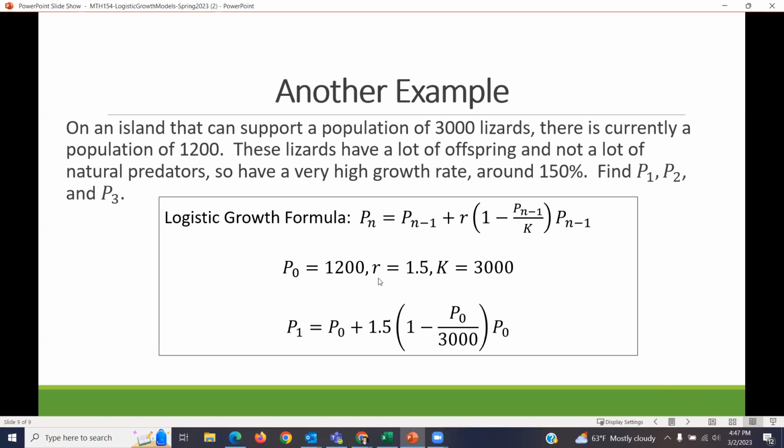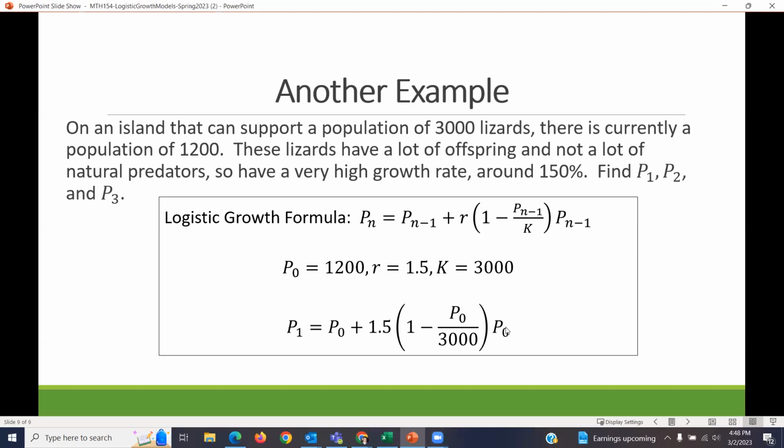The rate is going to be 1.5 since it's growing at 150%. And K will be the carrying capacity, which is 3,000. And if I use that information and plug it into the formula just to find P1, which is the population after 1 year, the setup is going to look like P sub 0, because we're using the value before. That's what the P sub n minus 1 means, plus 1.5, since that's the value for R, times 1 minus, again, P sub 0, since that's the previous value, over 3,000, because that's our value for K, times, again, the previous value, which is P sub 0.